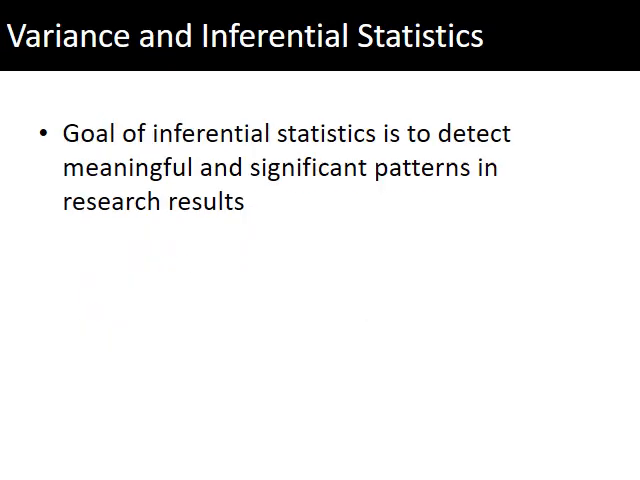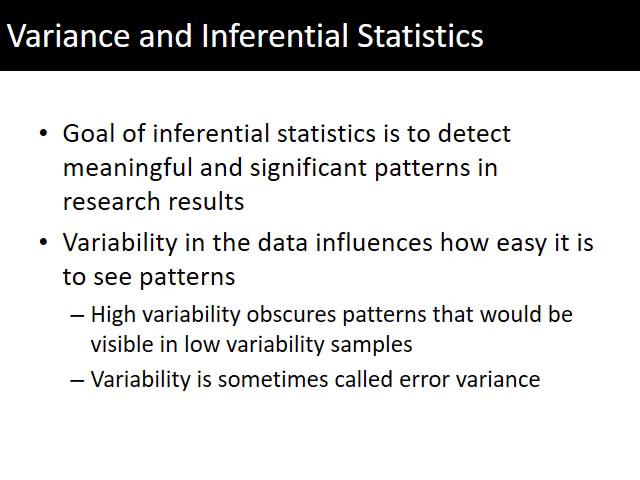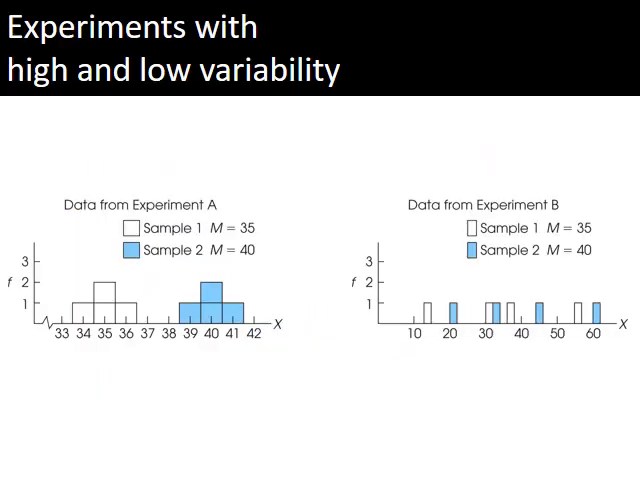In conclusion, the goal of inferential statistics is to detect meaningful and significant patterns in research results. And variability in our data influences how easy it is to see these patterns. So high variability, so lots of variability, is going to obscure patterns that would be visible in low variability samples. We sometimes refer to this as error variance. And so to close, we'll just present you with 3 figures to make this point.